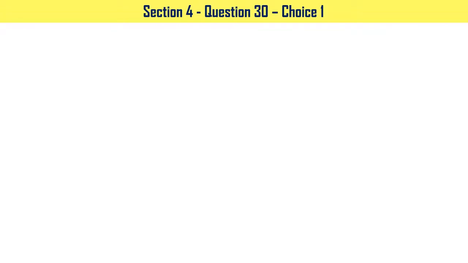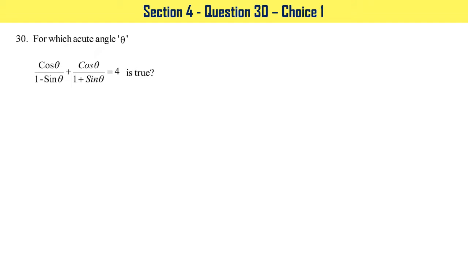Now let's go to the next question, that is question number 30, choice 1. For which acute angle theta, cos theta by 1 minus sin theta plus cos theta by 1 plus sin theta is equal to 4 is true. We have to find the acute angle theta, right? Now let's consider LHS, that is cos theta divided by 1 minus sin theta plus cos theta divided by 1 plus sin theta.